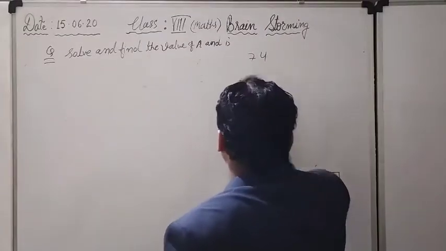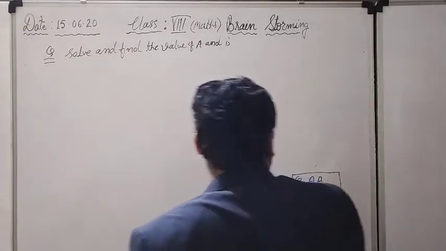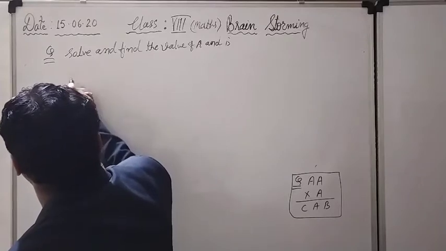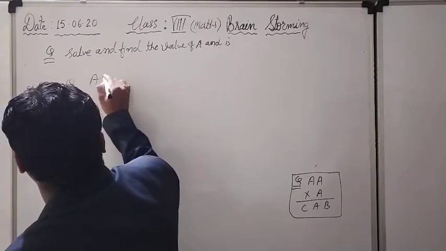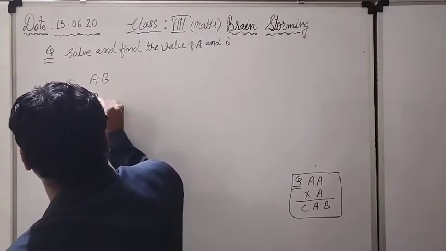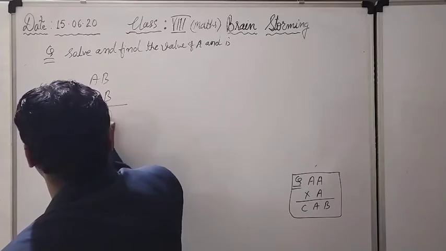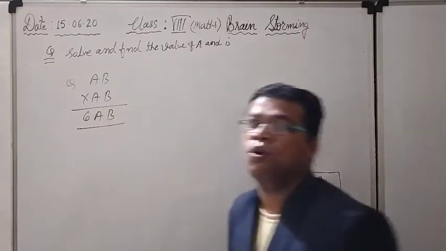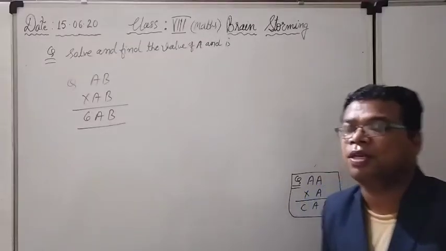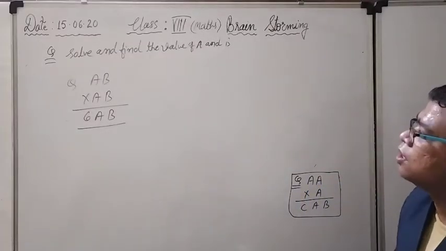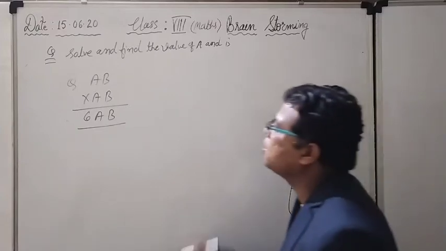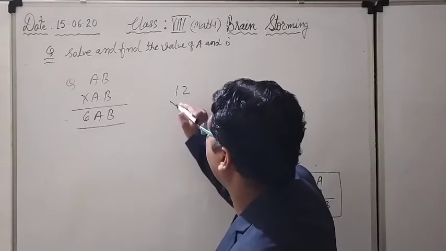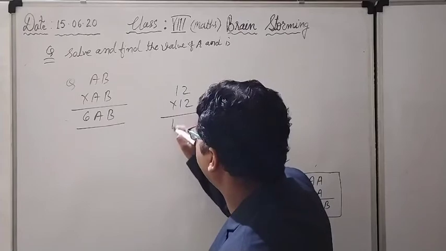See another kind of question, and that is AB into AB, and the result is 6AB. So again we have to go randomly with the digits and check the results. That is not the solution right now. AB into AB means, like 12 into 12, I can check. So I will get 144.